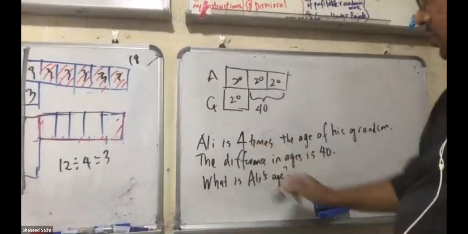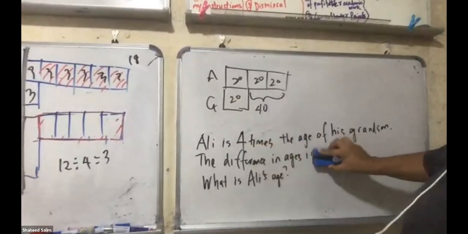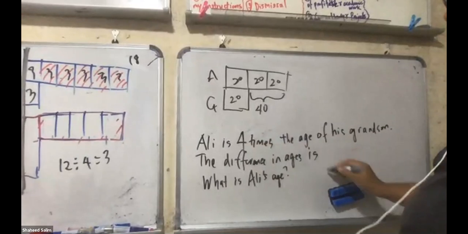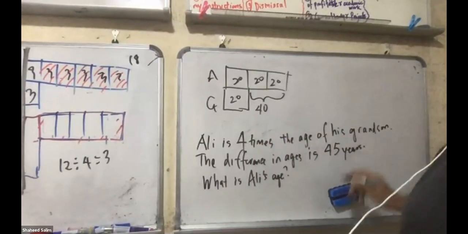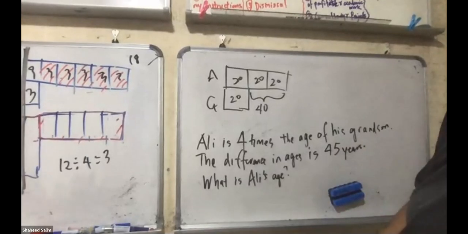Ali is four times the age of his grandson. The difference in age is 45 years. What is Ali's age?